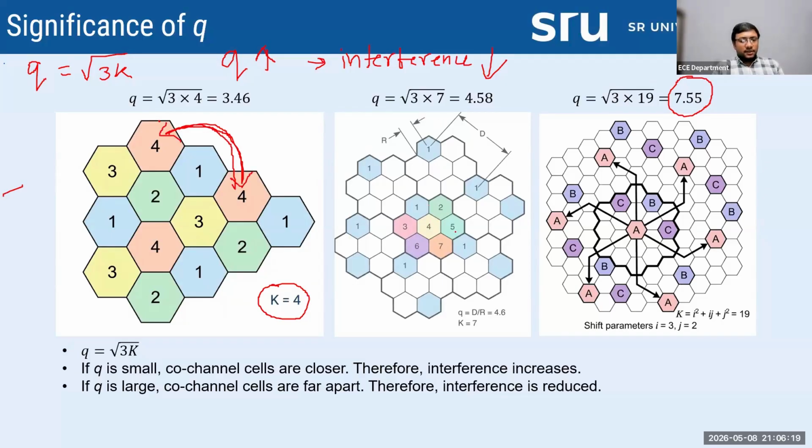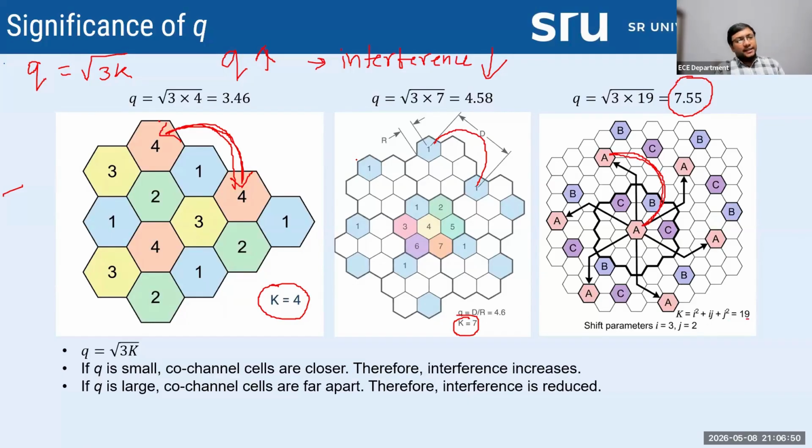However, suppose K is equal to 7, then the co-channel cells are a bit farther compared to K equal to 4. And if K is equal to 19, in this case, these co-channel cells are much farther compared to the previous ones. So why is the interference reducing? Because the co-channel cells are going farther.